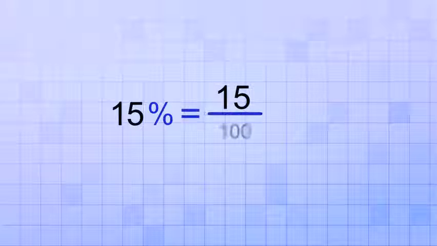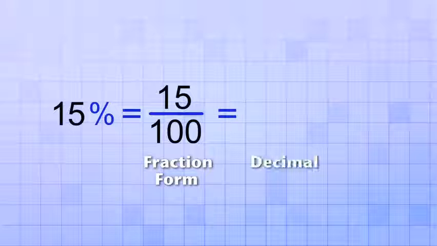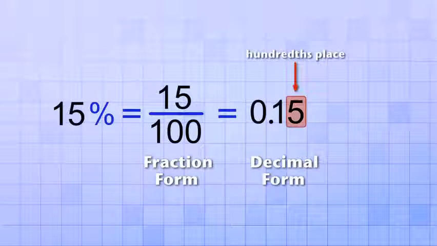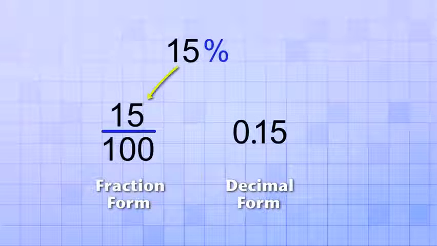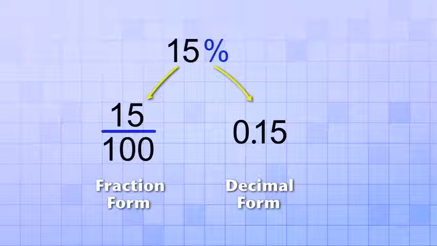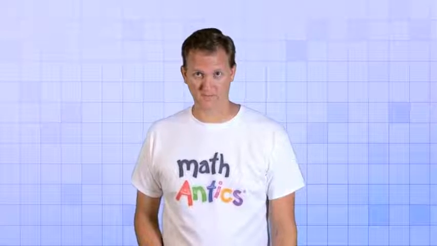For example, we know that 15% is just 15 over 100, right? That's its fraction form. But it also has the decimal form 0.15 because this is the hundredths place, and 0.15 means 15 hundredths. So we can rewrite 15% as a fraction, 15 over 100, or as a decimal, 0.15. And now that you know why we can easily convert a percentage to a decimal, let me show you a really simple trick for doing it.